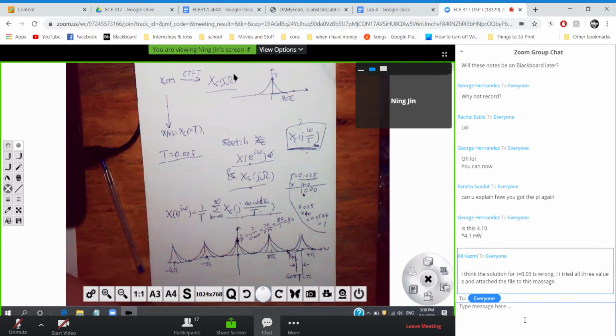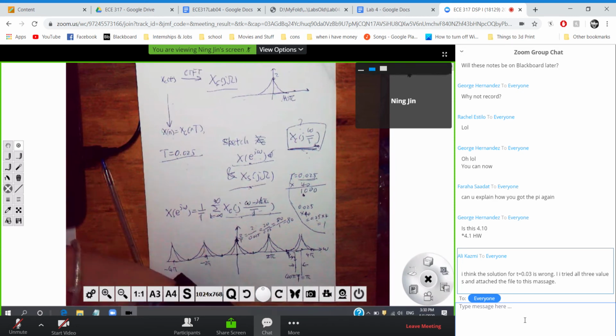Why can't I see your chat? Does the chat work? Okay. Oh, someone put something here. My chat bar just disappeared. I'm just coming back to the chat bar. Sampling theory, X(j omega) 2. From this, I think the solution of this is wrong. Oh, you think this solution is wrong? Oh, I think we should check it. I think it's good.